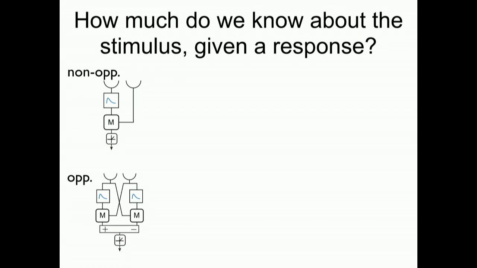We have this non-opponent model, which is one of the simplest direction selective models in the literature. Then we have an opponent version of it, where we subtract the spatially symmetric signal. When you have an opponent model, all of a sudden you can have negative responses, and we didn't want this increase in dynamic range to be responsible for any improvement. So we stuck a rectifier on the end. Now both models give all positive responses, and we want to know how different they are, and in particular, if you know the response, how much do you know about the stimulus?